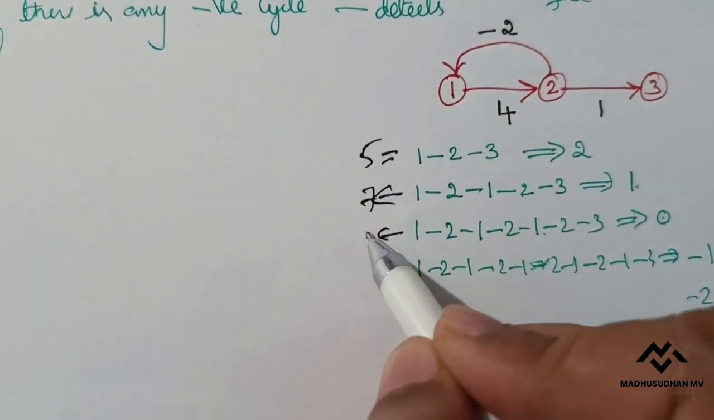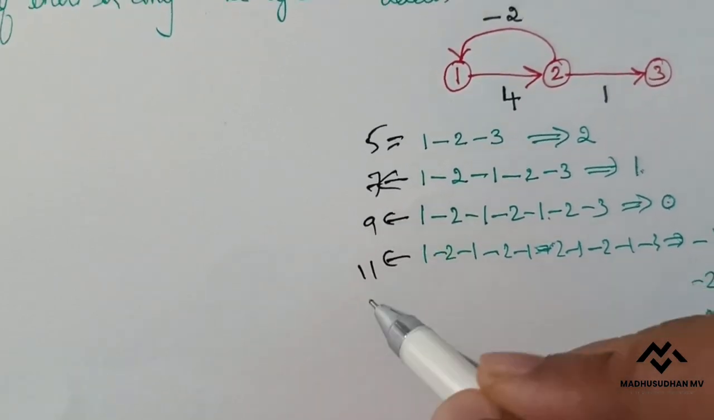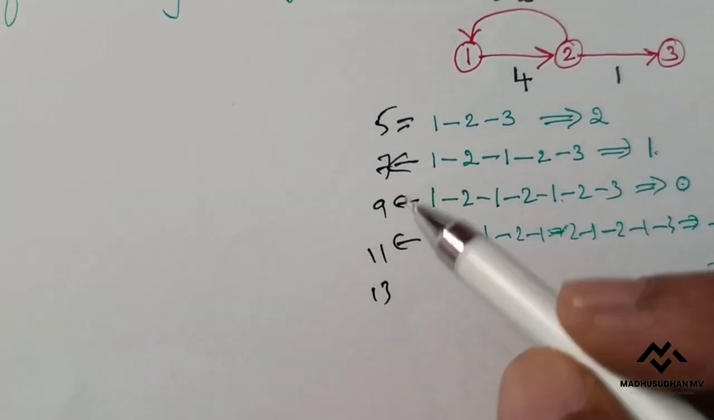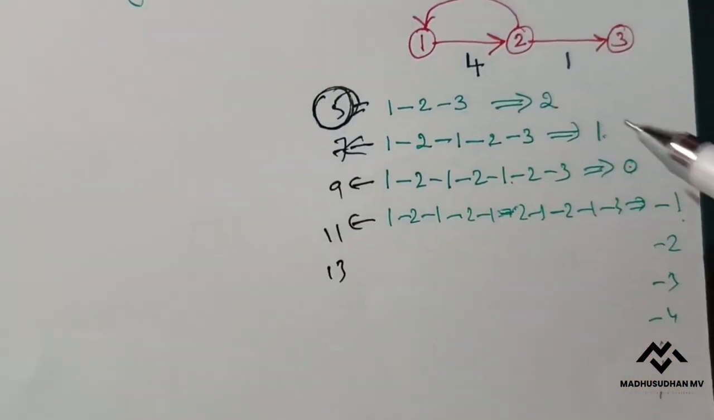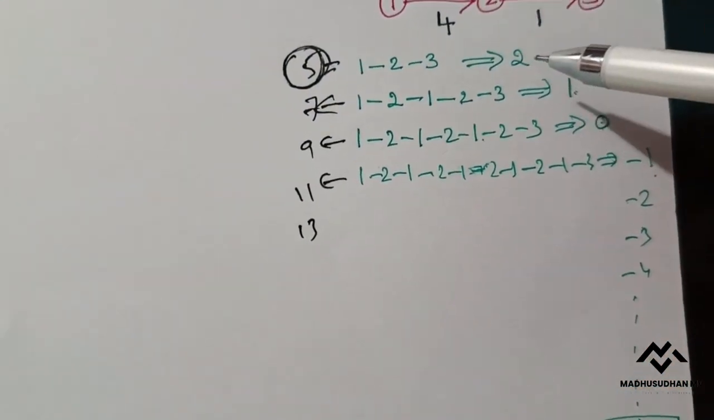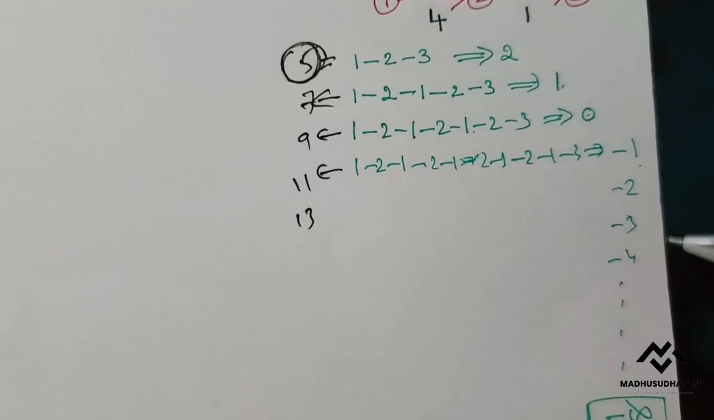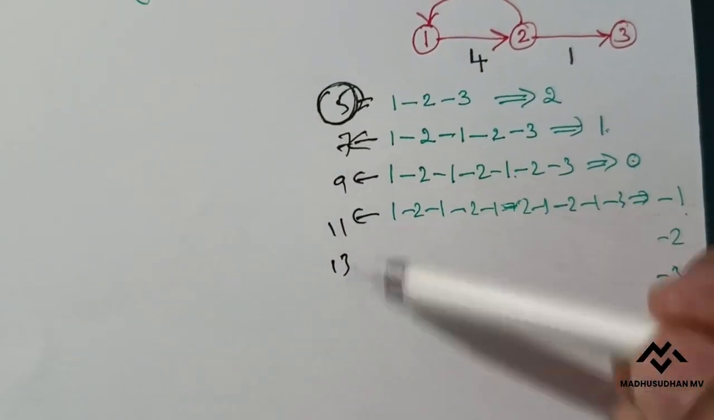If you move like this, it is 9. If you move again, 11. It keeps increasing by 2 every time. But among these, which is minimum, I can surely say this is minimum. But here I cannot say which is minimum. It is never ending. It keeps going. But here I can say which is minimum.